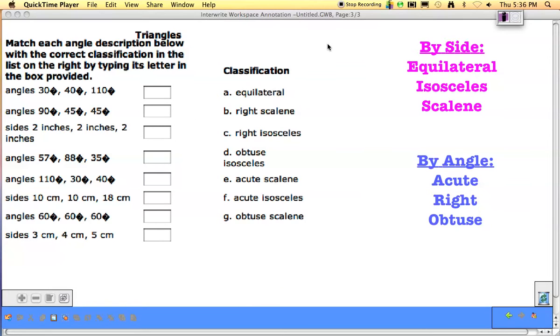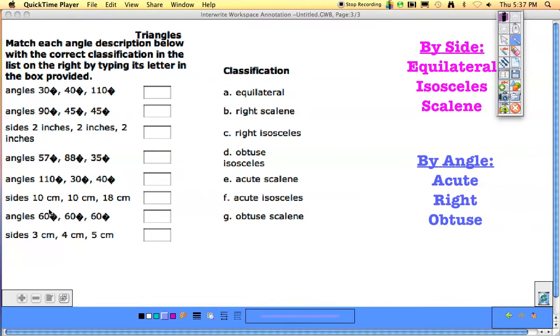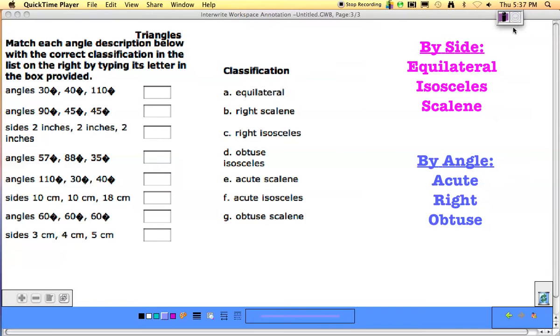Okay, so now that we know how to name triangles by both the side and the angles, we're going to do some practice looking at measurements and determining the classification of both. And we'll do pictures later.